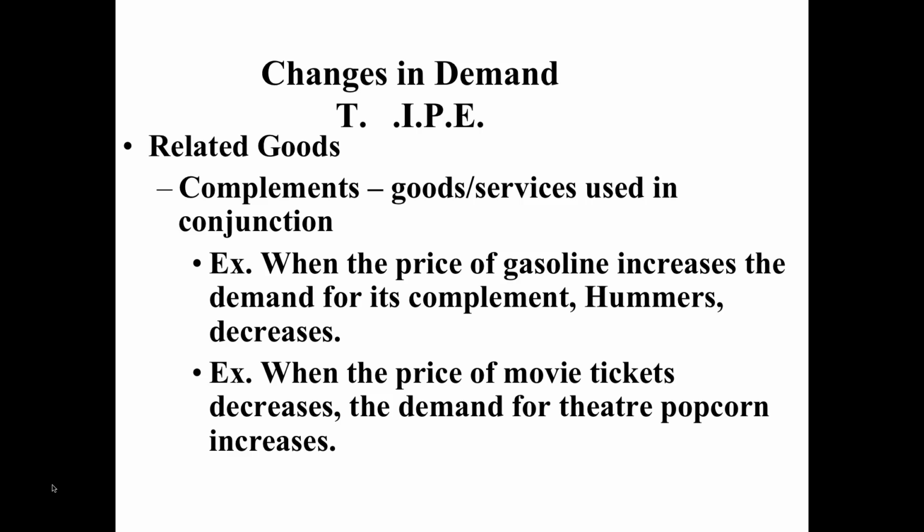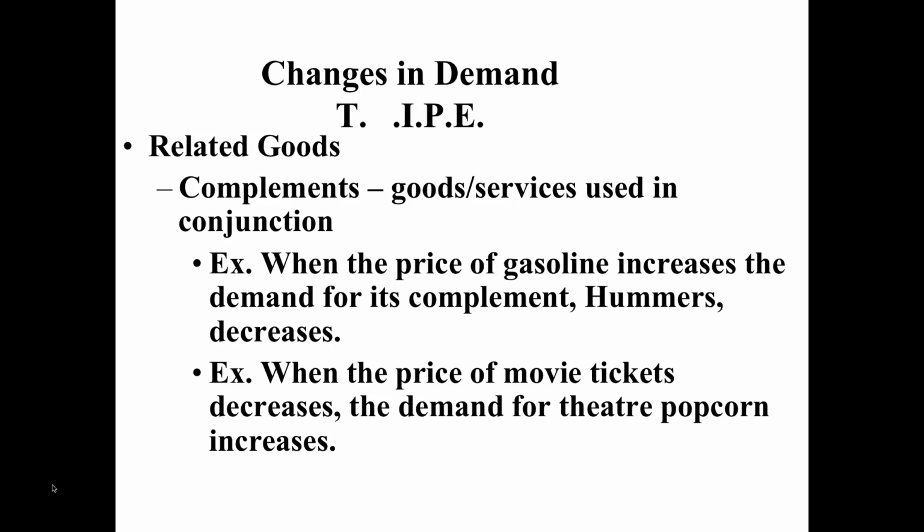Another example, when the price of movie tickets decreases, the demand for theater popcorn increases. Because if the price of movie tickets went down, that meant that there's probably going to be more people going into the movies, which means that they are going to be buying more popcorn. So as the price of the movie tickets decreases, the demand for the theater popcorn increases.